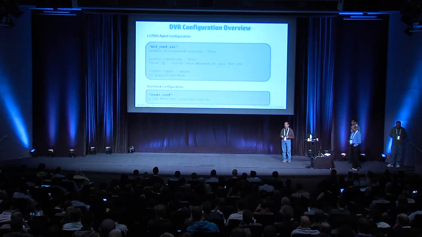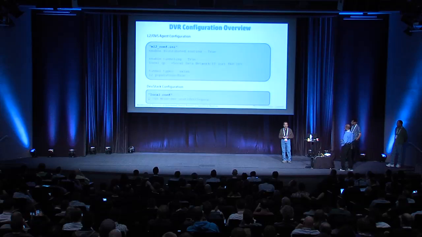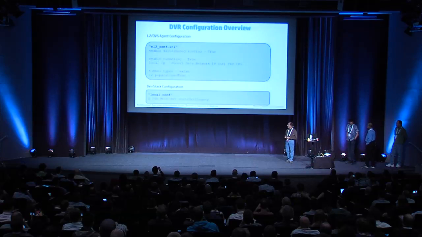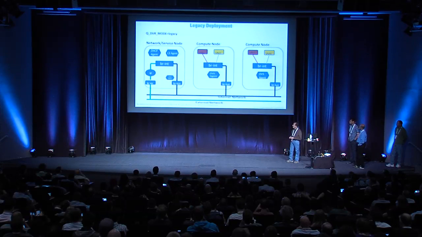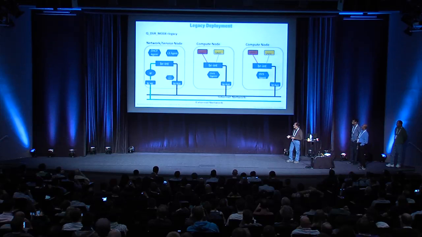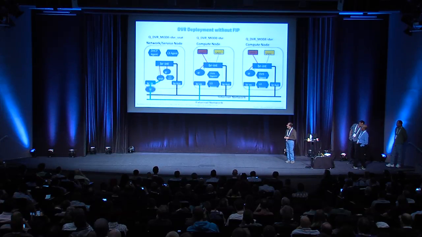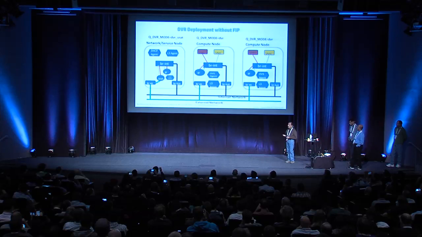Now, a lot of us do our development in DevStack, so there is a macro available to ease the configuration. It's called the Q_DVR_MODE, which goes in the local.conf file. To illustrate how that can be used, set DVR mode equal to legacy. That gets the legacy setup. We set it up for a multi-node DevStack setup. In the network node, set it to DVR SNAT. In the compute nodes, set it to DVR.